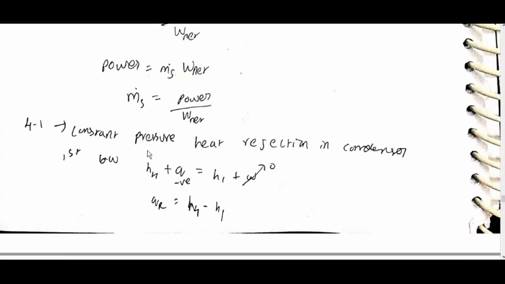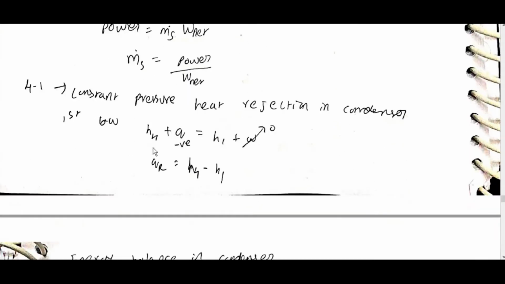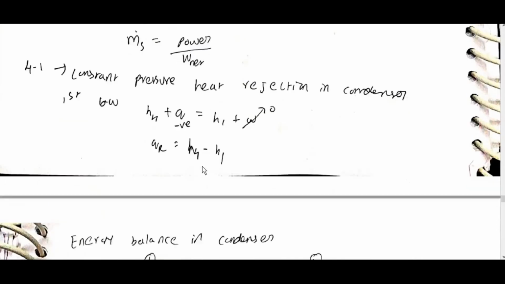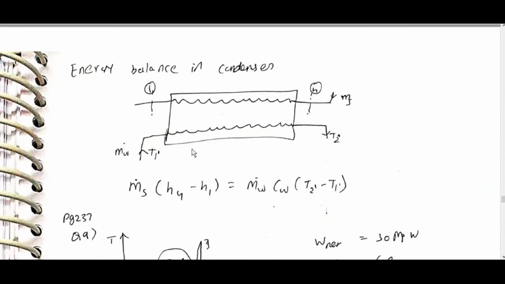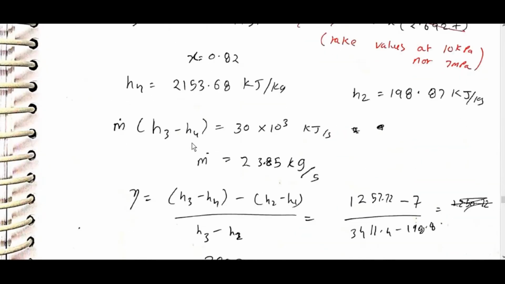4 to 1, constant pressure heat rejection in condenser. First law: H4 plus Q is equal to H1 plus W. W is 0. QR is equal to H4 minus H1. Energy balance in condenser: ms dot into H4 minus H1 is equal to mw dot into Cw into T2 prime minus T1 prime.